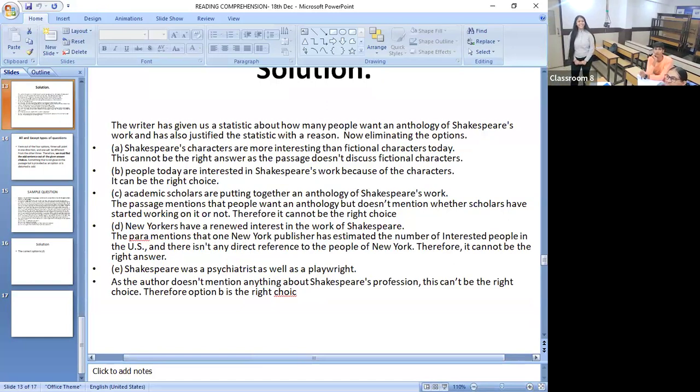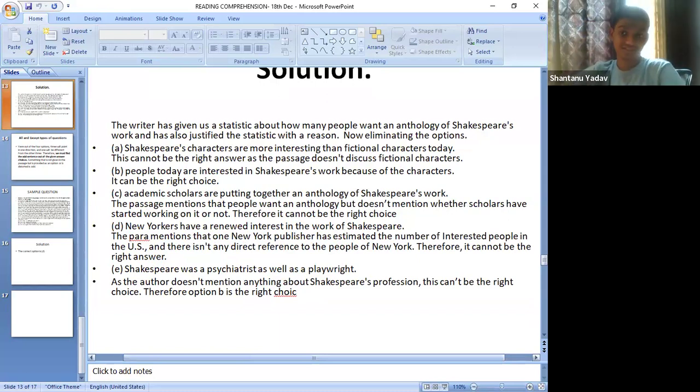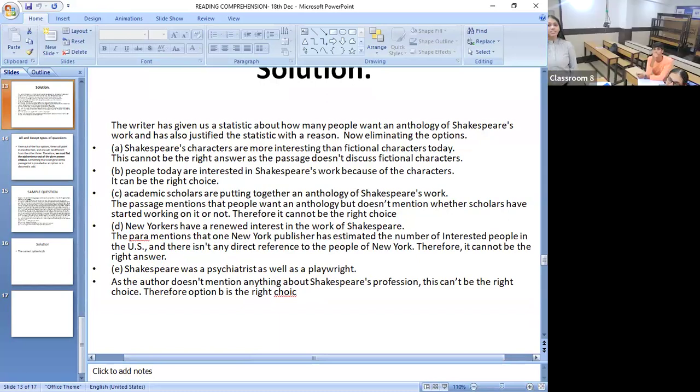That's the right option. That's why I was asking you again and again. Are you getting influenced by him? No, because if we talk about the direct source of information... Okay, tell me, did anyone write A? Shantanu, you wrote A? Yes, ma'am. No, and Shakespeare characters are more interesting than fictional characters today. Where is it mentioned?